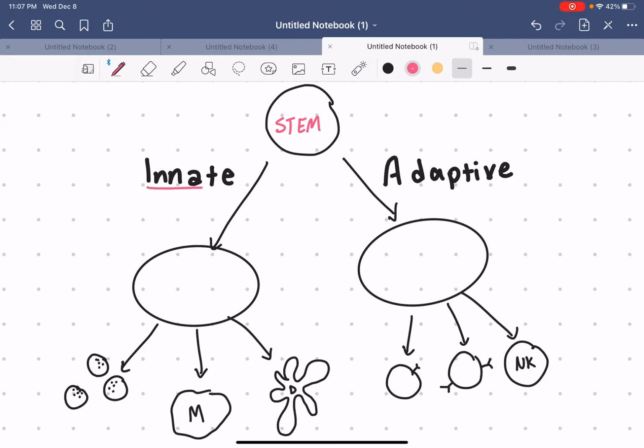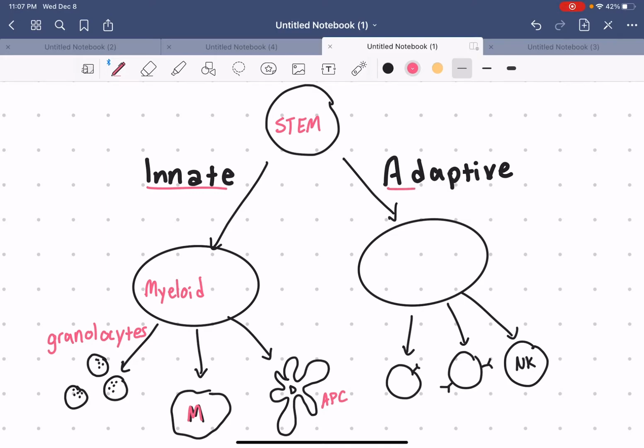If it's destined for the innate system, it will become a myeloid progenitor cell, resulting in either granulocytes such as neutrophils, basophils, or eosinophils, macrophages, or antigen-presenting cells known as dendritic cells.